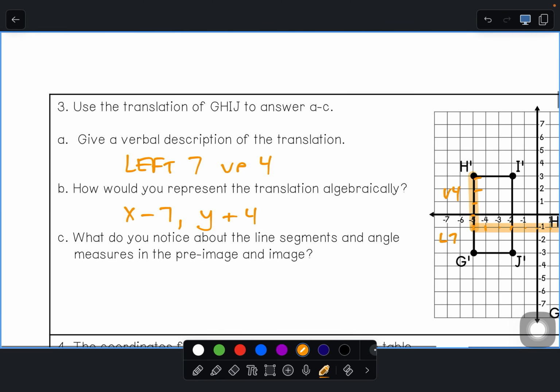Okay, I would take x minus 7, and I would take y plus 4. What do you notice about the line segments and angle measures from the pre-image to the image? Okay, same size and shape, right? So they're trying to get us to observe the fact that these two are still congruent. The size and shape didn't change whenever we slid the figure to left and up.